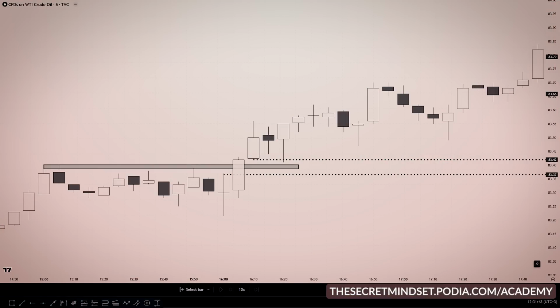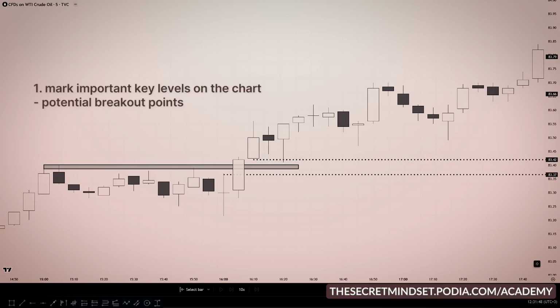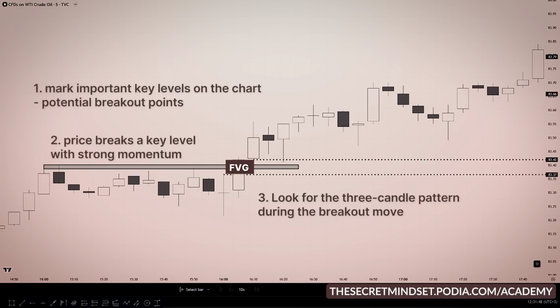This is how to trade this setup. First, you identify important levels on your chart. These are potential breakout points. Then watch for breakouts. When price breaks a key level with strong momentum, pay attention. This is the first part of our setup. Next, identify the gap. Look for the 3-candle pattern during the breakout move.